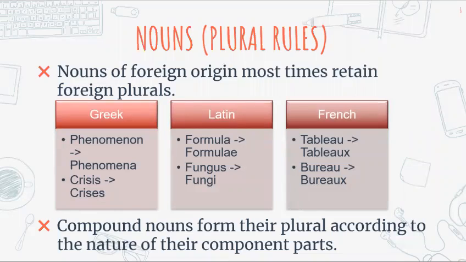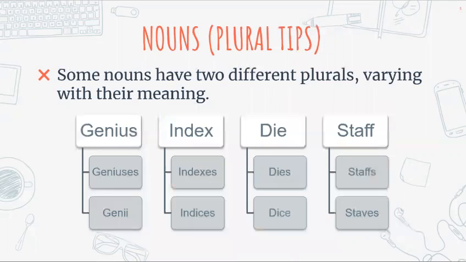Nouns of foreign origin most times retain foreign plurals. Here we have some examples: phenomenon, phenomena; crisis, crises; formula, formulae; fungus, fungi. Compound nouns form their plural according to the nature of their component parts. An example is mothers-in-law, not mother-in-laws. Passers-by, not passer-bys. So you have to watch out for those as well.